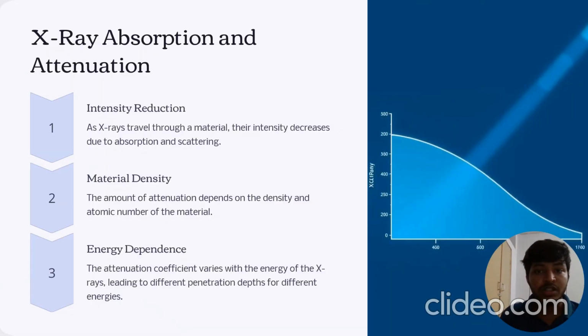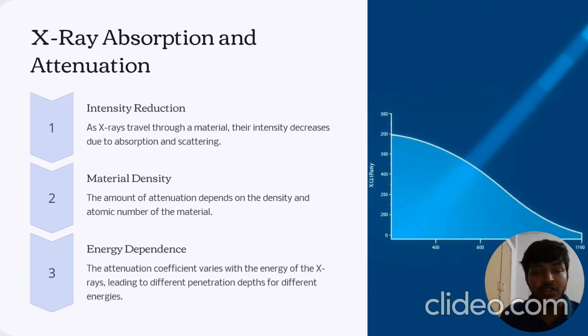X-ray absorption and attenuation refers to the reduction in X-ray intensity as they pass through a material due to processes like absorption and scattering. As X-rays interact with matter, their intensity diminishes, which is influenced significantly by the material's density and atomic number. Denser materials and higher atomic number materials tend to absorb X-rays more effectively.